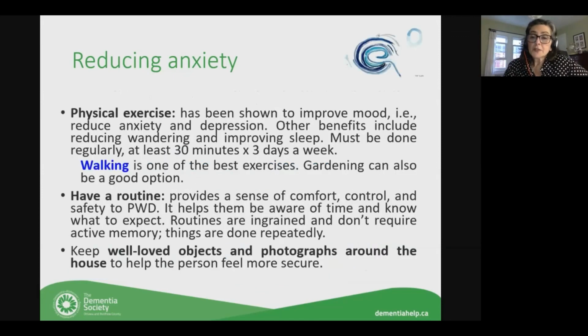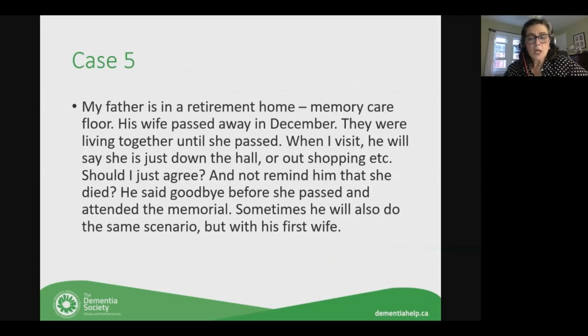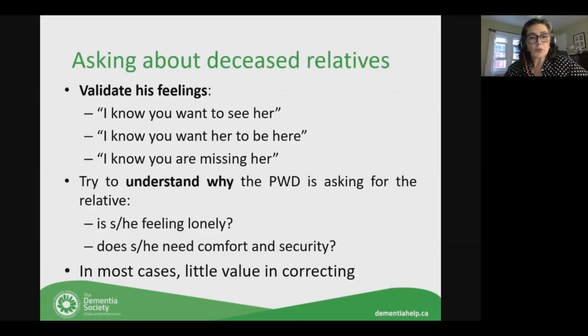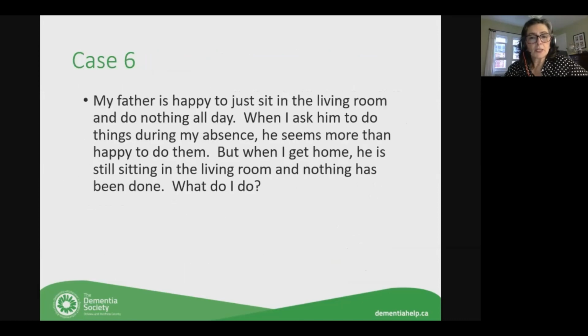Obviously, physical exercise, helping them stay physically fit, or not just physically fit, but engaged physically, and get some of that energy out. If there is a way to do it, will really help to reduce anxiety as well. So I'm going to leave this behind.